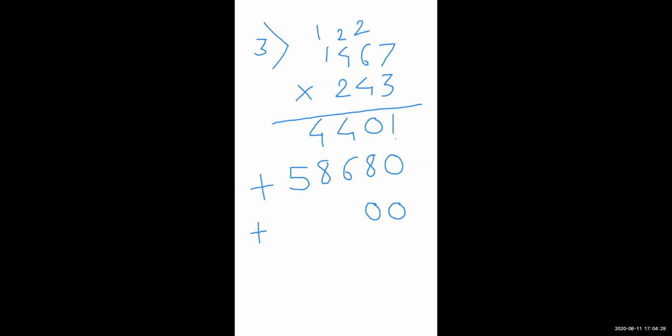Okay. Now multiply 1467 by 2. Do multiplication. For that, count 2's table. 2 sevens are 14. 14's 4, 1 goes to carry.